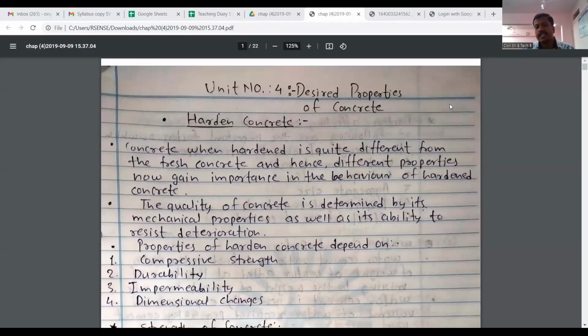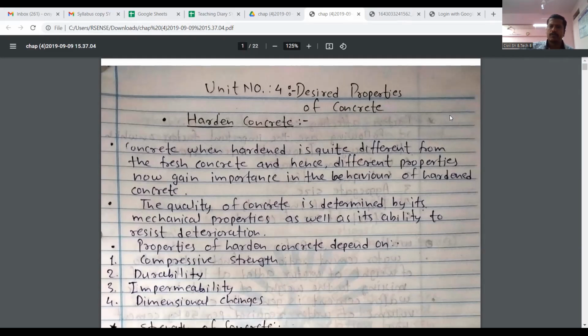Concrete when hardened is quite different from the fresh concrete, and hence different properties now gain importance in the behavior of the hardened concrete. Like fresh concrete, it is very important for us to assess the properties of the fresh concrete. On the other hand, it is also important for us to assess the properties of the hardened concrete.